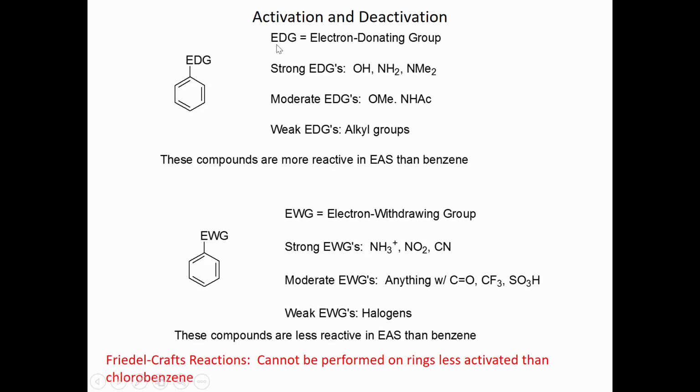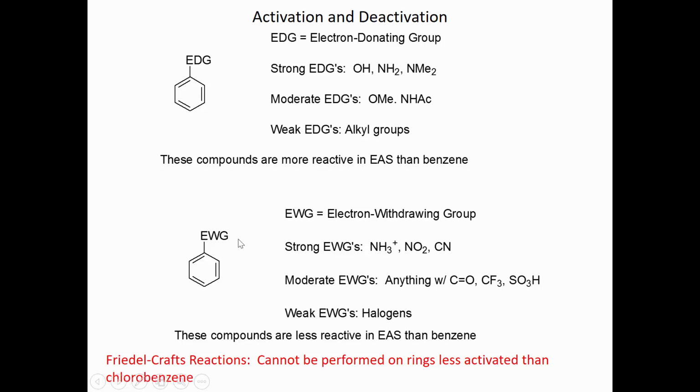Okay, so here are some examples of electron donating groups. We're going to classify them as being really strongly electron donating. These would include alcohols, amines, moderate, this would include ethers and amides, and weakly electron donating groups. The most common case of this is alkyl groups. This is not a comprehensive list of all things that you could put on benzene rings. These are just merely the most common things that you would see.